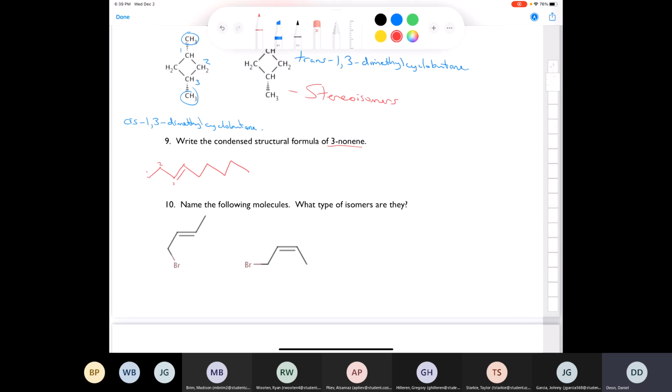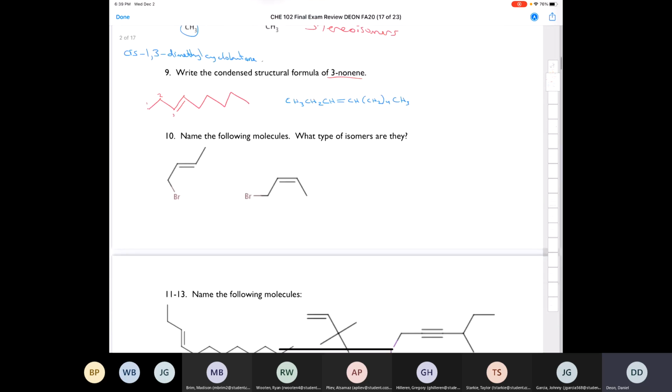A condensed structure shows the atoms, but it eliminates carbon-hydrogen and single carbon-carbon bonds. What do I mean by that? I'm going to have CH3, CH2, CH, you have to show the double bond. CH, I'm right here right now. I have 1, 2, 3, 4 methylenes. So why don't I put those CH2s, and I'll put 4 of them like that, and then I'll put a CH3 like that. And that would be a perfectly good condensed structural formula for 3-nonene.